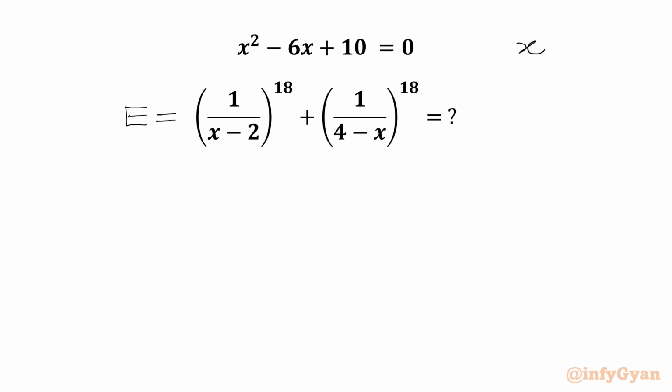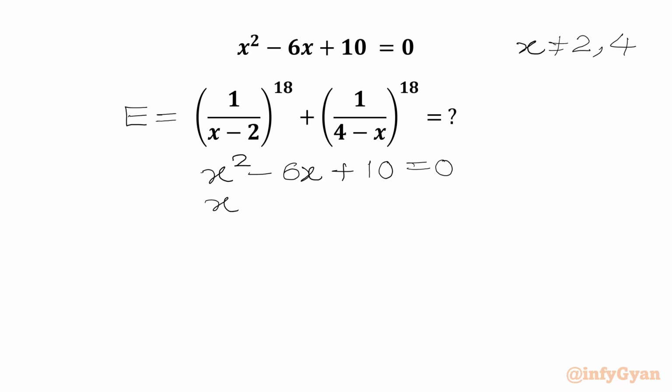Now x cannot be equal to 2 as it is not satisfying the quadratic equation, and x cannot be equal to 4. Denominators cannot be 0. Now we will write our quadratic x² - 6x + 10 = 0.